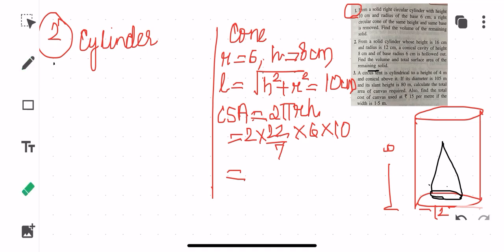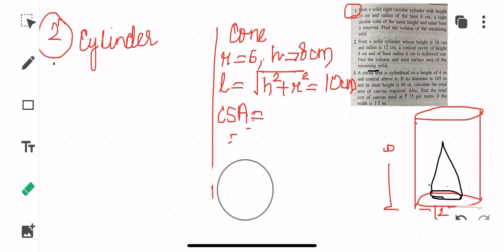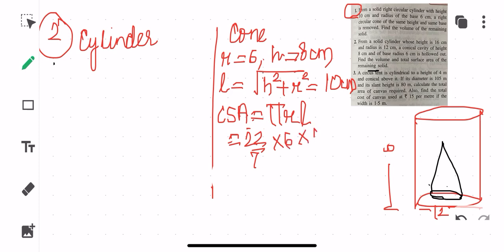For cone, the CSA is not 2 pi r h. I am just doing silly mistakes. CSA is equal to pi r into L. So this in turn is equal to 22 upon 7 into radius 6, and the slant height that we have calculated is 10. So this is coming out to be 22 into 6 is 132, so 1320 upon 7. This we have calculated for cone.